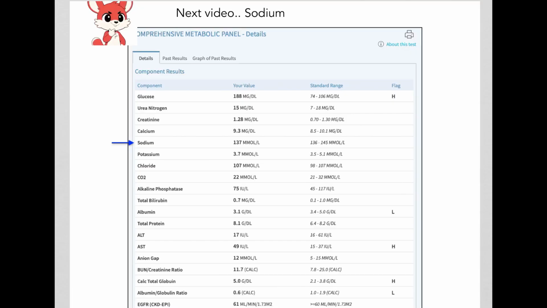So with this video, we end the series on calcium. In the next video, we'll start looking at another analyte, the next in the comprehensive metabolic panel that we have been discussing, and we'll now look at this cation called sodium.